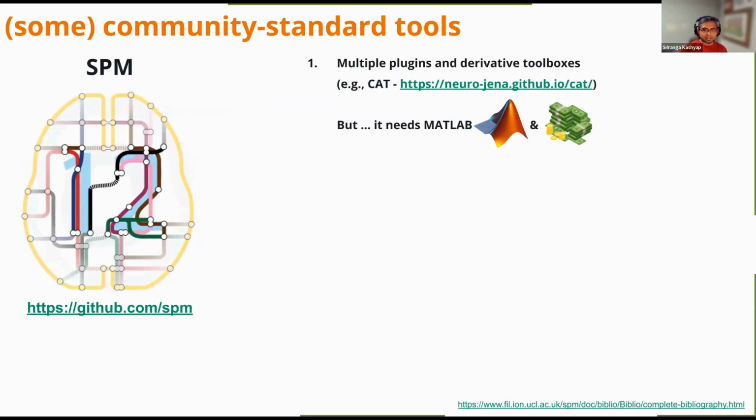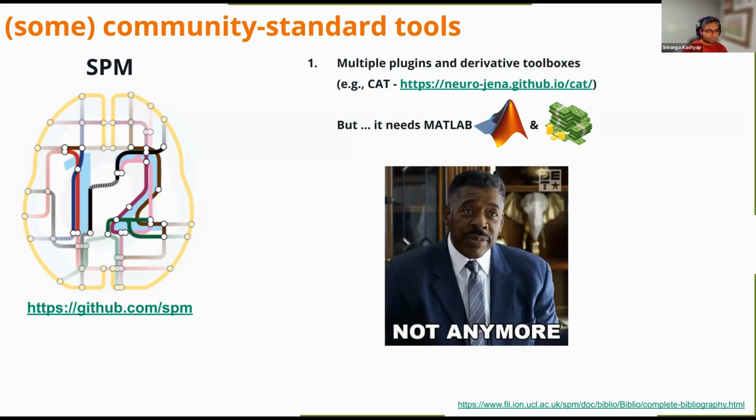So I think this is one of the oldest, most famous ones, SPM. Everybody's familiar with it. It's available in Neurodesk as well. The important thing is that it has multiple plugins developed over decades and many derivative toolboxes. But the biggest downside often complained about is that it needs MATLAB, and MATLAB needs money, and not everybody has this. But over the past few years, you don't see this directly on the documentation page, but if you go to the GitHub page, you'll see that this is not the case anymore.